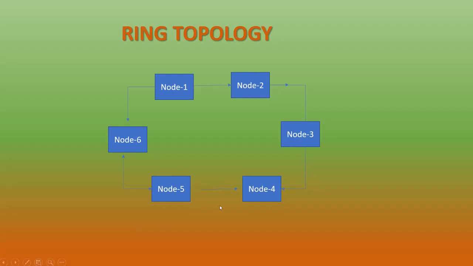See, here node 3 is connected to node 4 and node 2. Node 1 is connected to node 6 and node 2. So node 1 is connected to 2 adjacent nodes. This is just like a ring. When I draw like this, it's not like a ring. It is just like a square. Ring means just like a ring itself. So this type of topology is known as a ring topology. Each node is directly connected to 2 adjacent nodes.